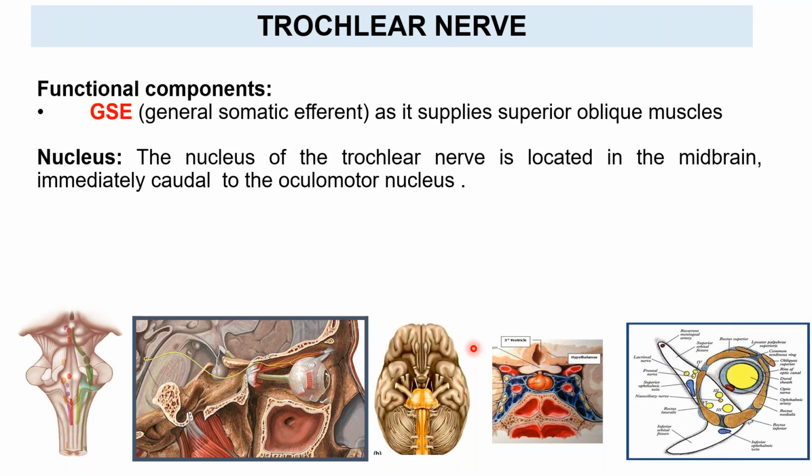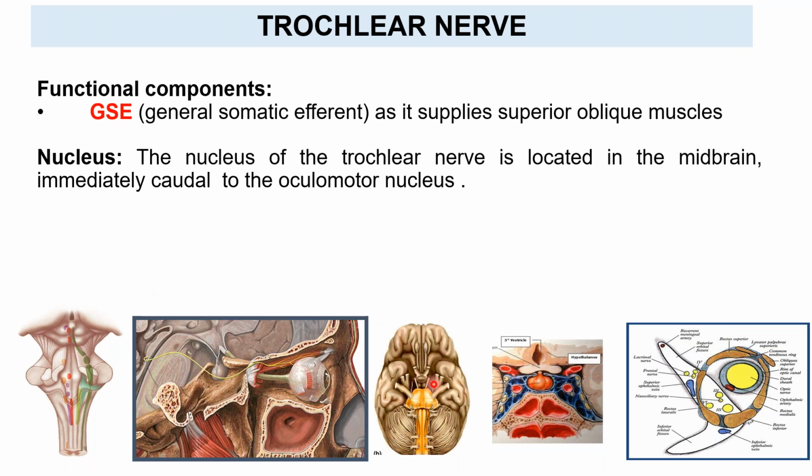Now we come to the next cranial nerve, which is the trochlear nerve. The trochlear nerve is the fourth cranial nerve, and the functional component that it carries is a general somatic efferent, because it is supplying the superior oblique muscle. The starting point of the nucleus is again at the level of the midbrain. Earlier you saw that at the level of superior colliculus was the third cranial nerve. At the level of inferior colliculus of the midbrain is the trochlear nerve.